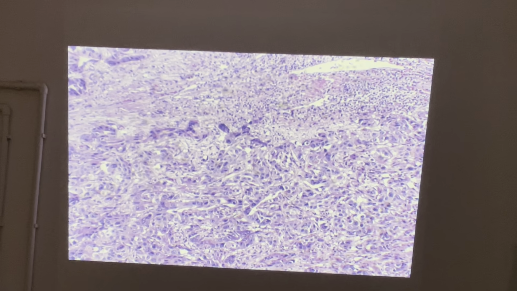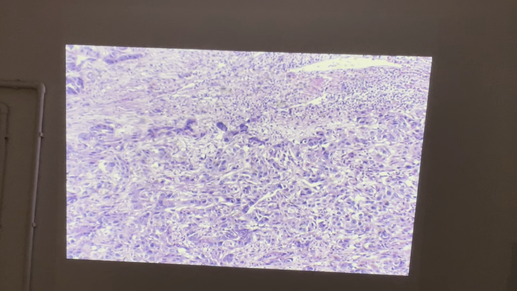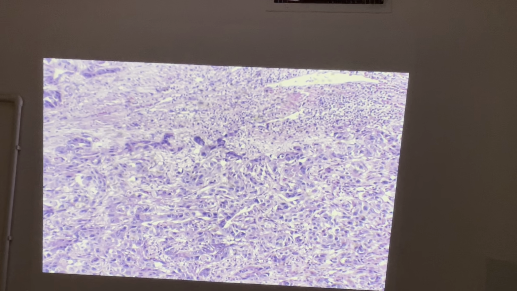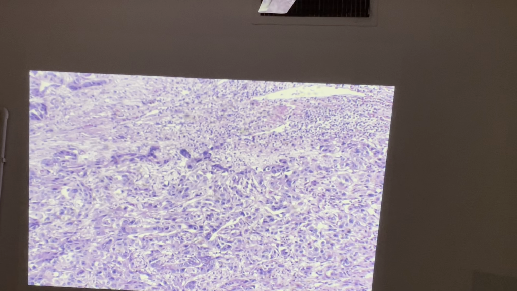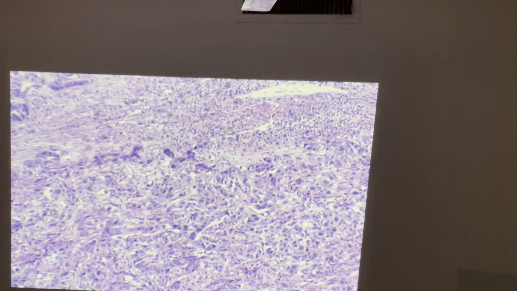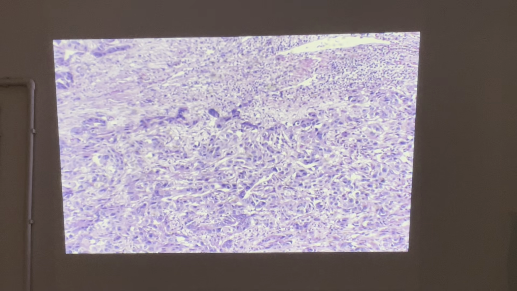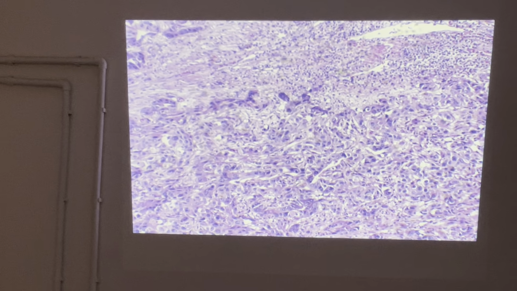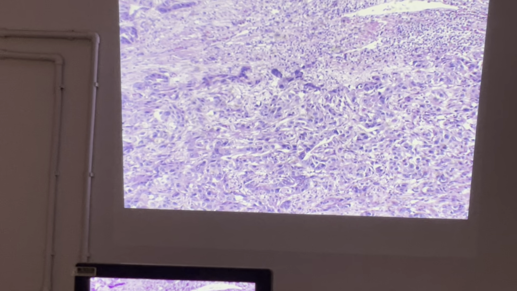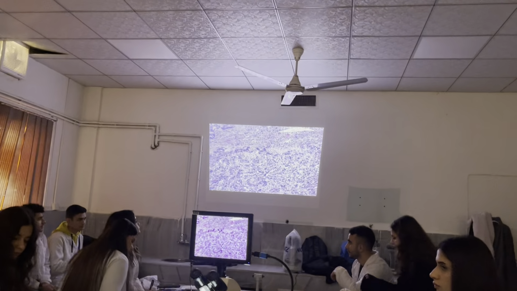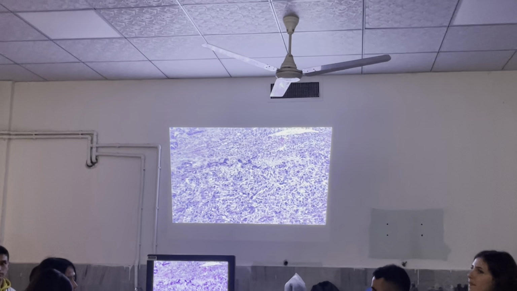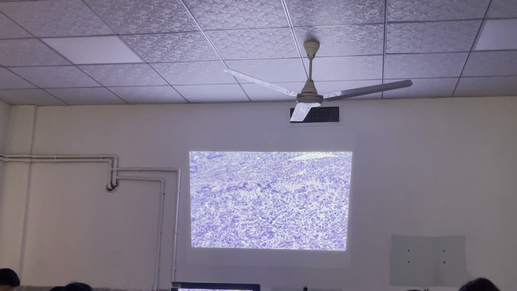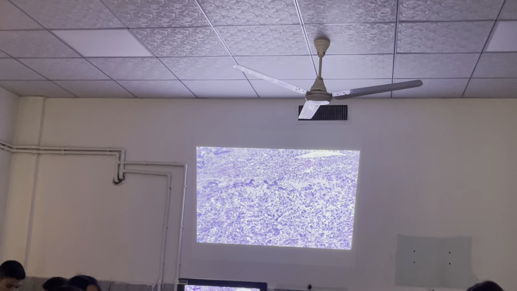Can you recognize it is a hepatocyte? Of course not. It's not well differentiated. I cannot recognize it. Actually, I'm saying hepatocellular carcinoma. Hepatocellular carcinoma. So it is a hepatocellular carcinoma.